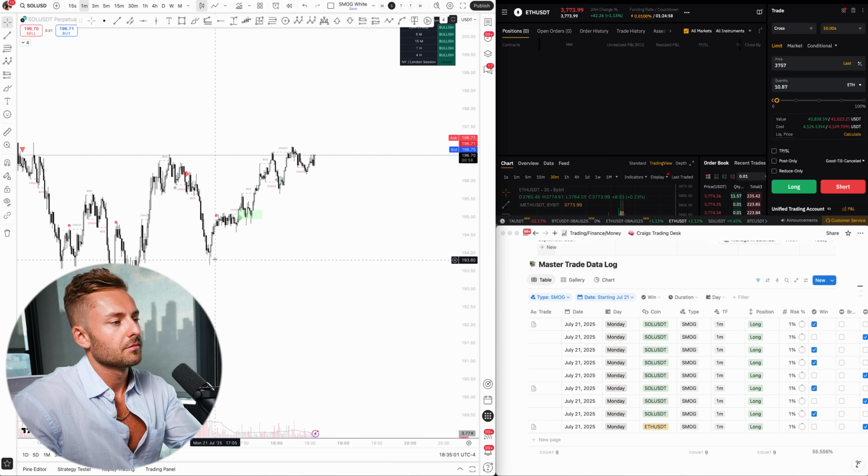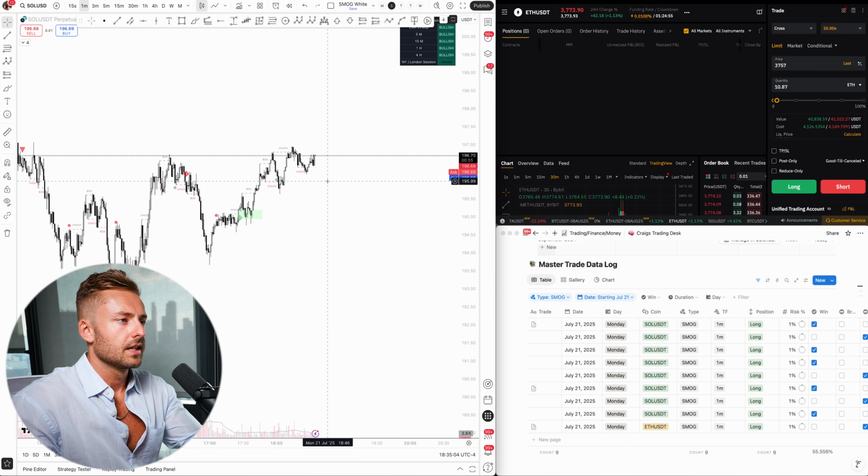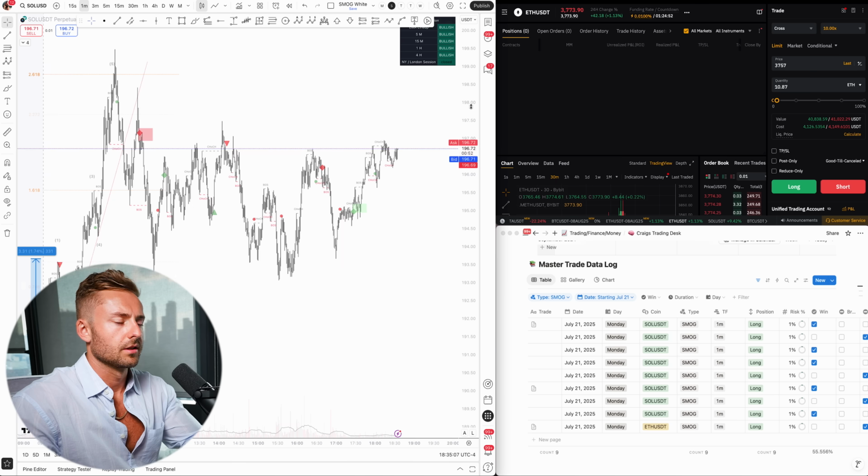Realistically, I'm waiting for some sort of short here. I wanted to see this level break, so if we can and I can get some sort of short going, I'm gonna feel really good about that. Now we have to wait.